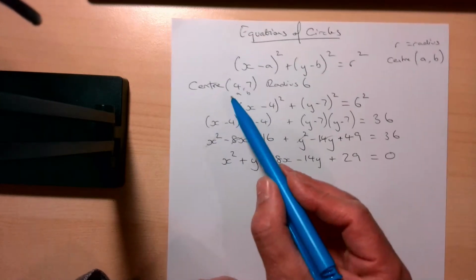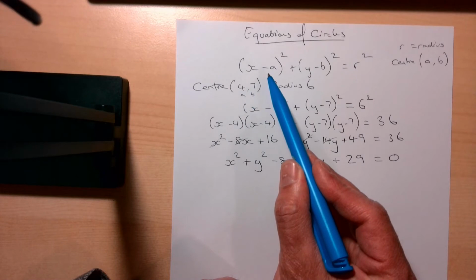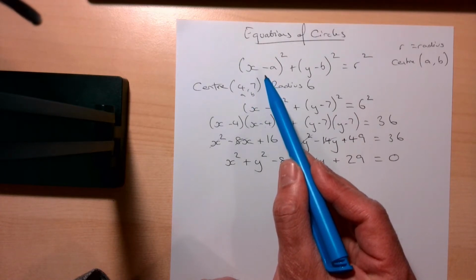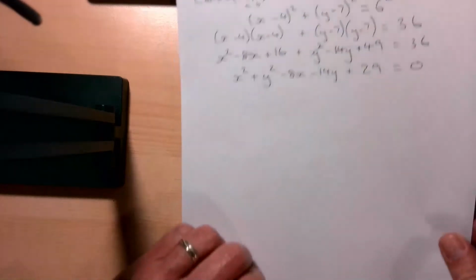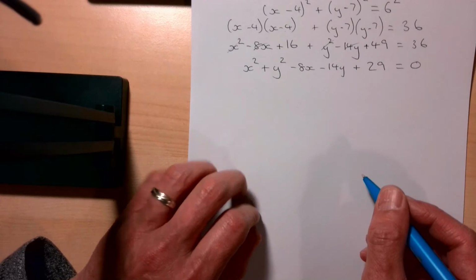Watch out for the coordinates of the center if they give you a negative number here, because that'll change that to a positive. Remember, taking away a negative becomes positive. And sometimes you'll have to work the other way, so you'll be given the equation and you have to find the center and the radius.